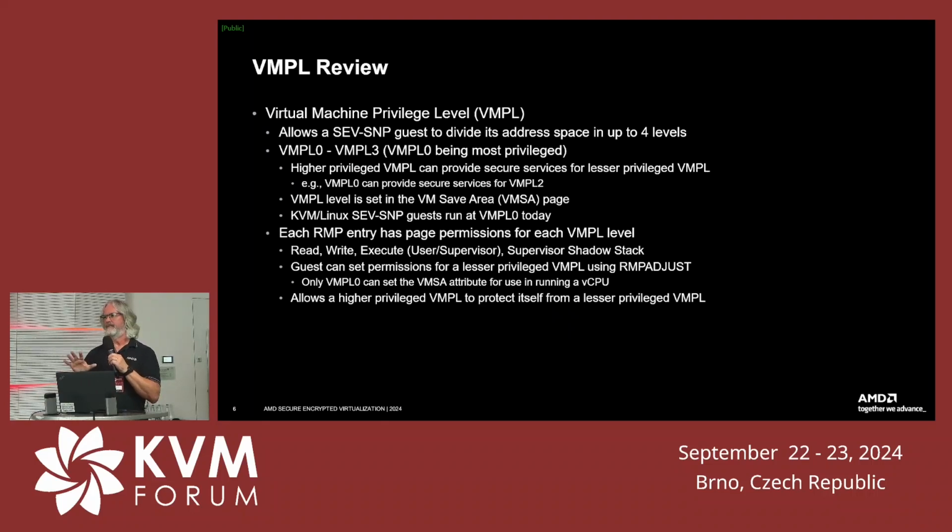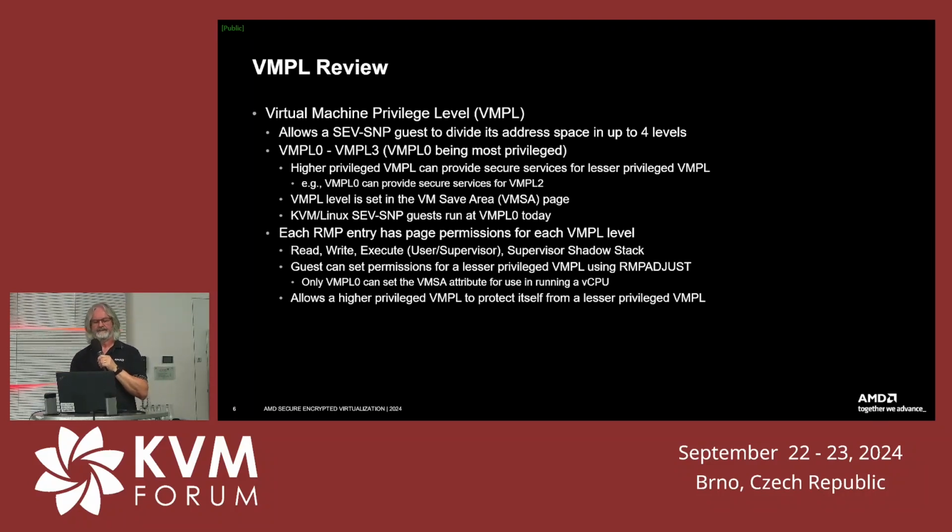So this is the main area that I want to talk about, which is VM privilege levels. It allows you to divide up your guest address space into up to four levels. VMPL 0 is the most privileged level, so if you have a service running in VMPL 0, you can protect that service from lower privileged VMPLs. The VMPL level is contained in the save area, so when a VM run is done, that's how the hardware determines what VM privilege level it's running at. And within each RMP entry that represents a page in system physical memory, we have permissions associated with that, and those permissions decide whether or not a particular VMPL level has access to that page, or the type of access it has to that page.